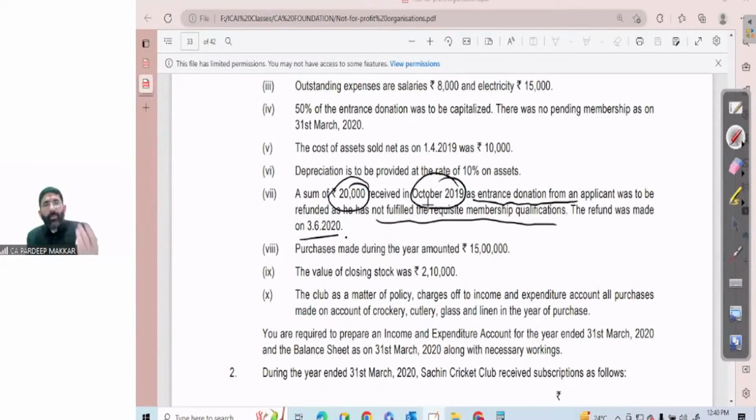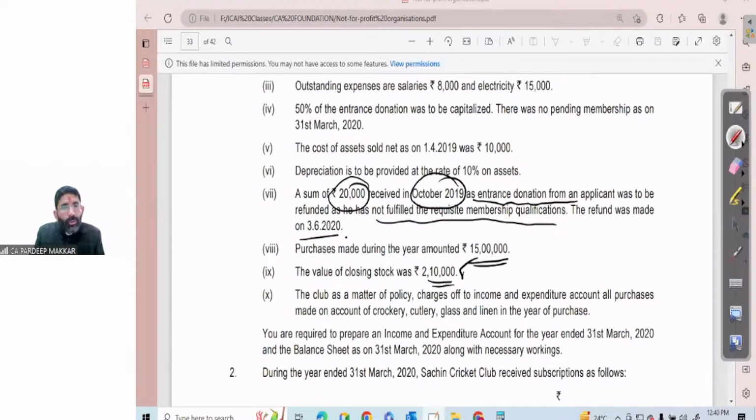This is of the last year amount which is to be adjusted in this year. So this refund is to be deducted from that amount. Then purchases made during the year, value of closing stock, we know it very well where it is to be entered, because purchases is a routine revenue expense to be entered in the income and expenditure account.